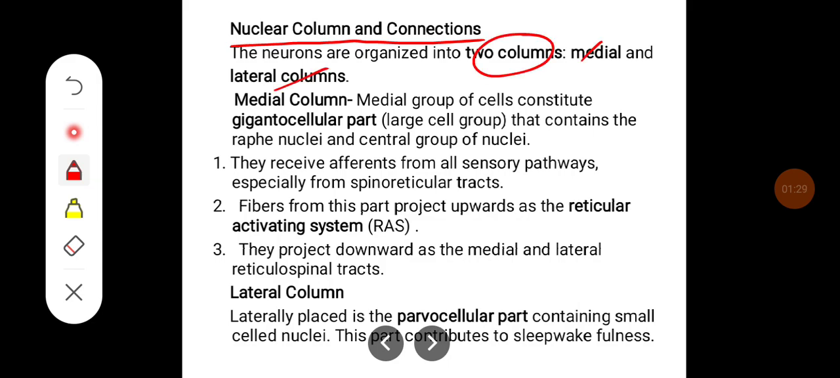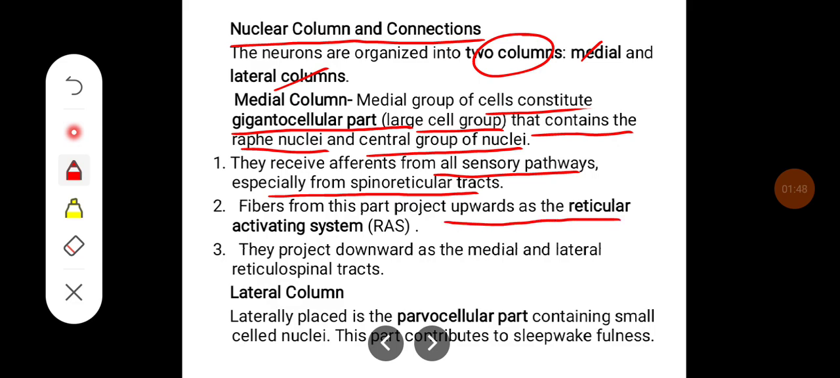Medial column: the medial group of cells constitutes the gigantocellular part, that is the large cell group that contains the raphe nuclei and central group of nuclei. They receive afferents from all sensory pathways, especially from the spinoreticular tracts. Fibers from this part project upwards as the reticular activating system. They project downward as the medial and lateral reticulospinal tracts.